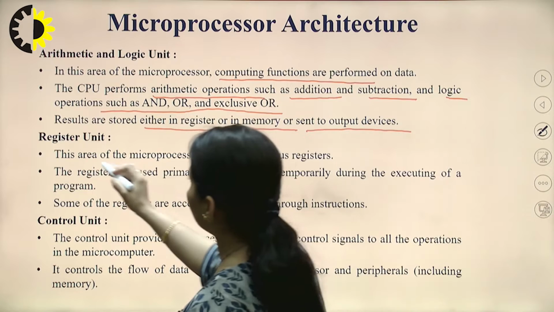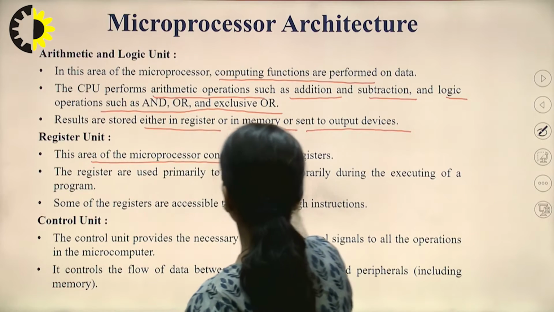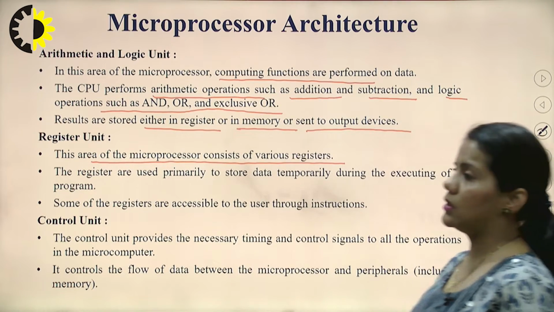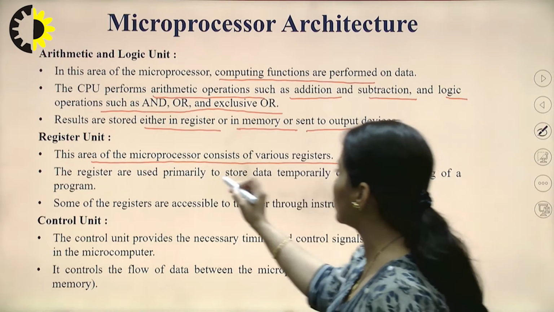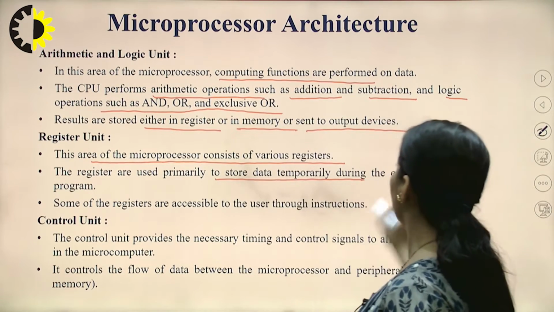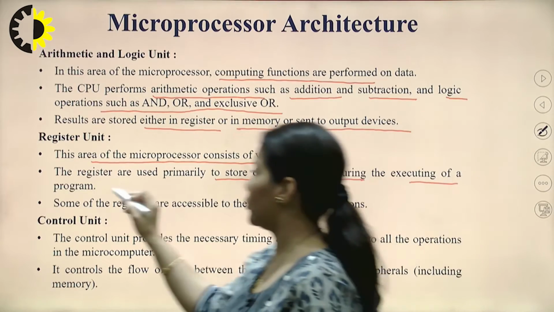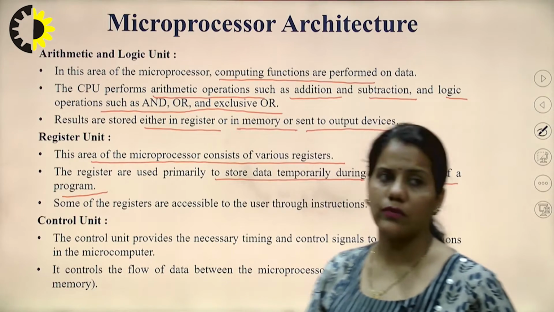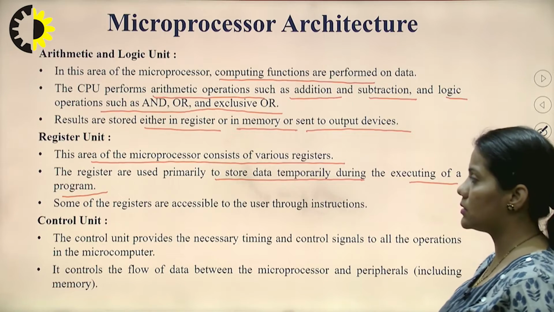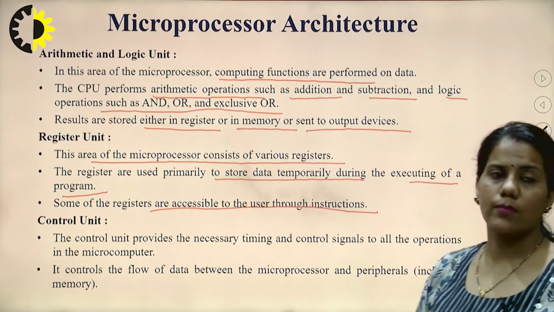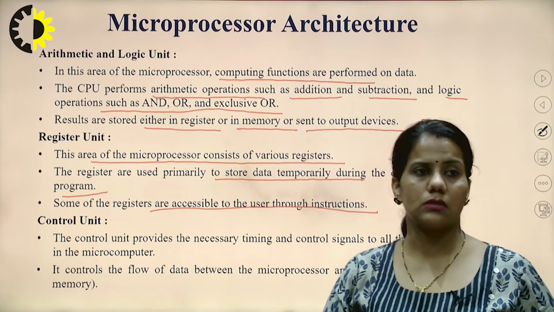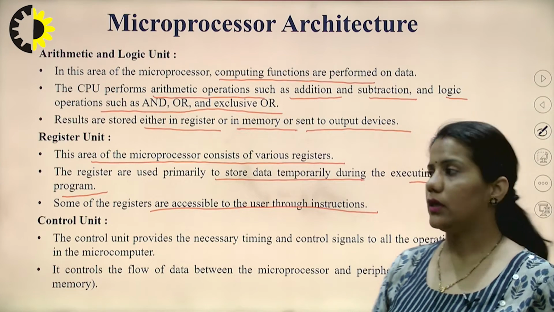Register unit. This area of the microprocessor contains various registers. So, what are the registers? Registers are used primarily to store the data temporarily during the execution of any program, or they can also store the final results. Some of the registers are accessible to the user through the instructions. So, this is all about the register unit.